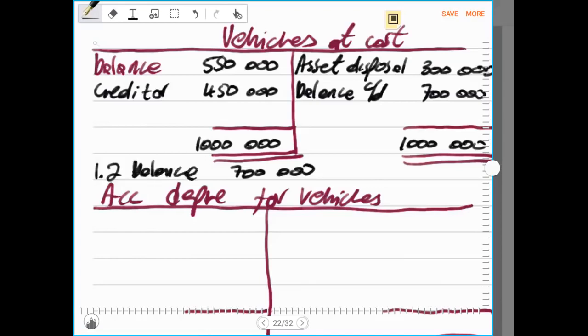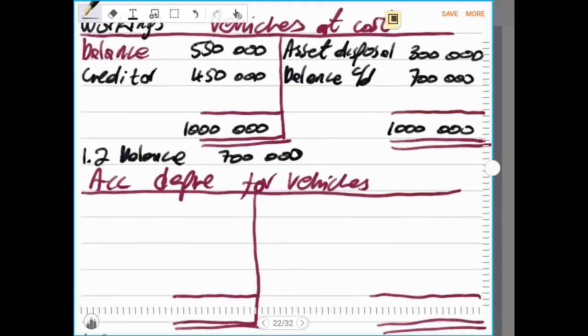Remember, this is just my workings. This ledger account is not required. This is just my workings. But it is important because when I do the PPE note, I will know what is the opening balance, what are the movements during the year, and what is the closing balance. I don't have to hassle for that.